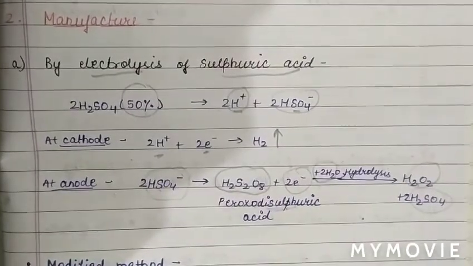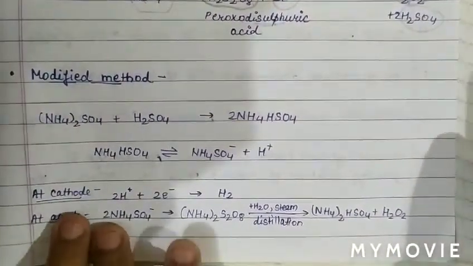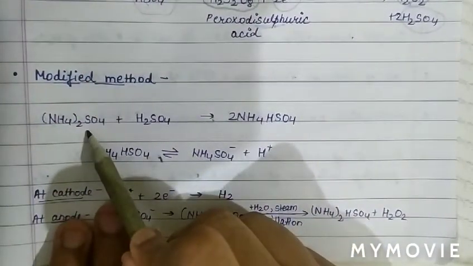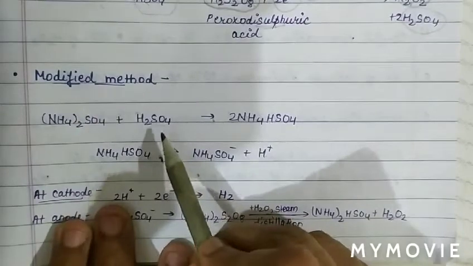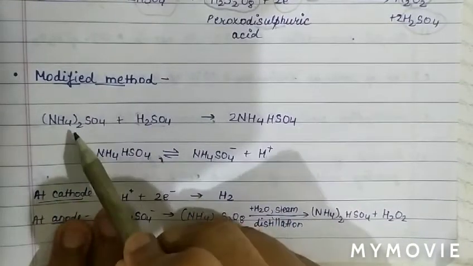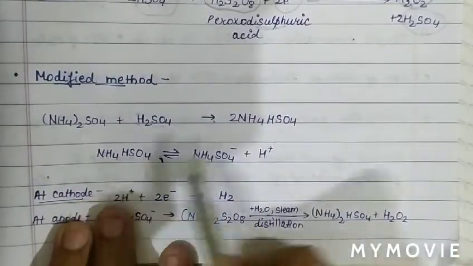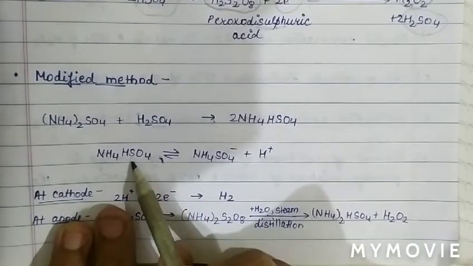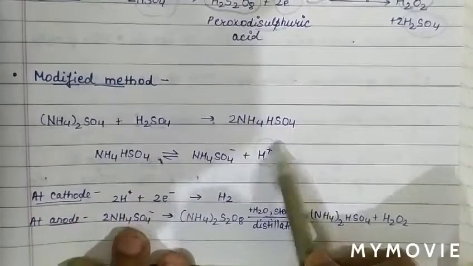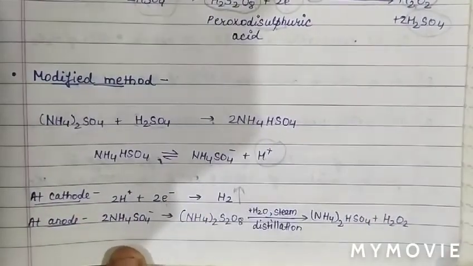See the modified method for manufacturing of H2O2. The modified method is when we use ammonium sulfate with H2SO4. So 1 H+ ion is gained by the NH4, so it forms NH4HSO4. Now NH4HSO4 breaks into NH4SO4- and H+. So basically again at cathode H+ ion gains an electron and is released at cathode in the form of H2 gas.